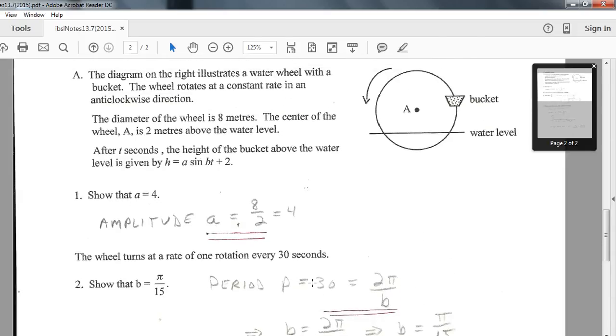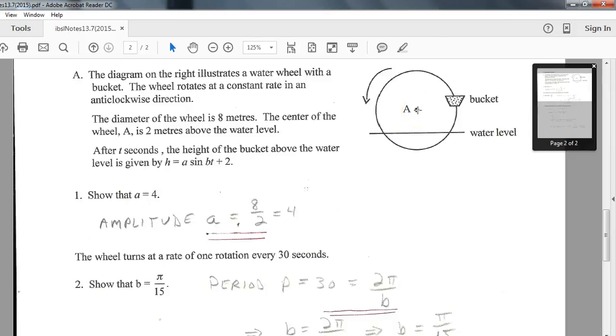Anyway, if we look at this problem here, so we have a counterclockwise rotation, which is what you would normally do on a unit circle anyway. They give us a diameter of 8, and the center of the wheel is 2 meters above water level. And so here's the picture that they're giving us. So from here to here is 2, which means from here to here is 2, because the diameter is 8. So keep that in mind.